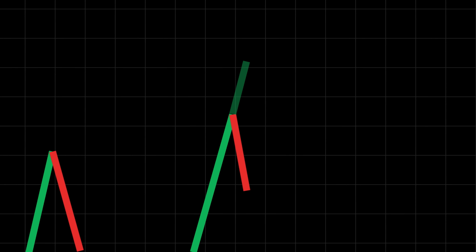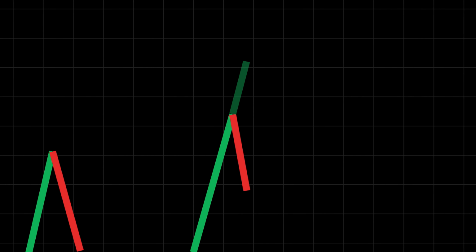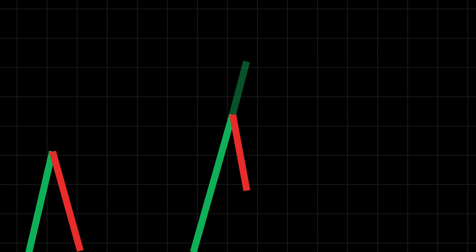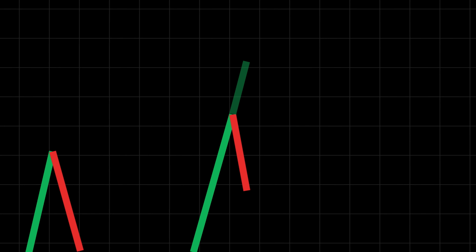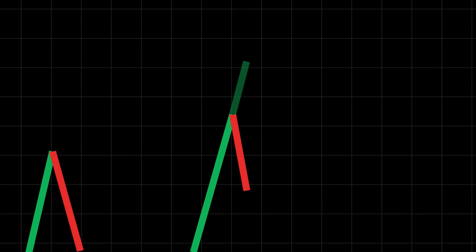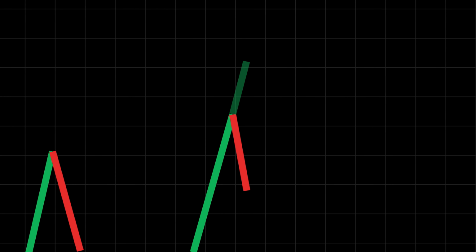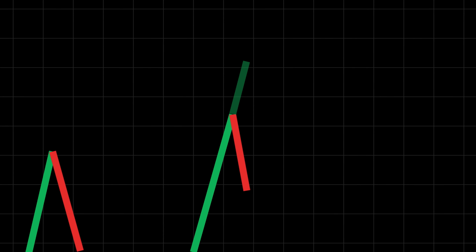Upward trend scenario 1, the liquidity run, continuation move. We spot a clear swing high, that's our liquidity target. Price then makes a strong, impulsive bullish move that blasts straight through that swing high. This is called a liquidity run. Price doesn't respect the high, it completely takes it out. That confirms a bullish trend continuation.